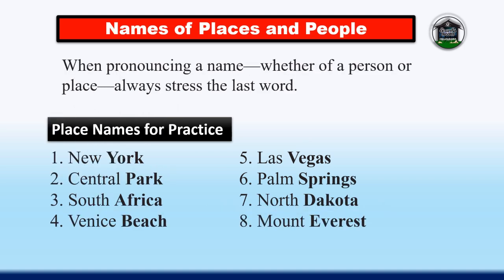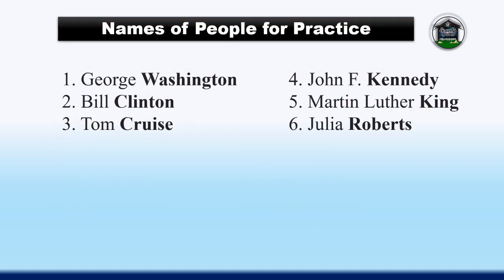Names of places and people. Stress the last word. Place names. New York. Central Park. South Africa. Venice Beach. Las Vegas. Palm Springs. North Dakota. Mount Everest. Names of people.